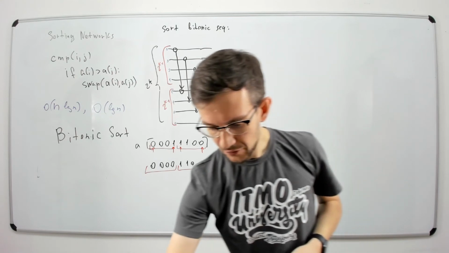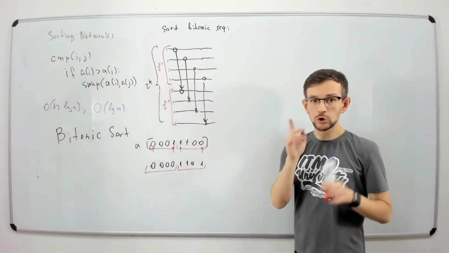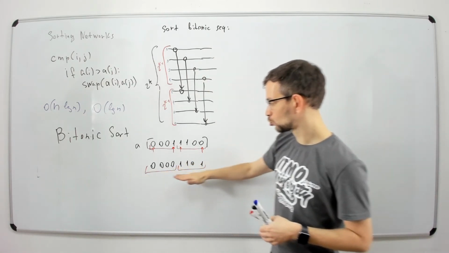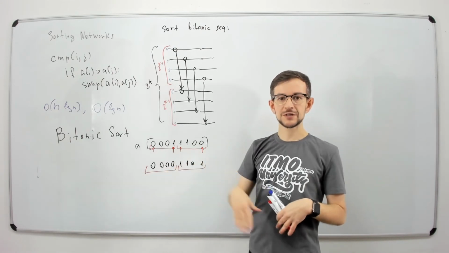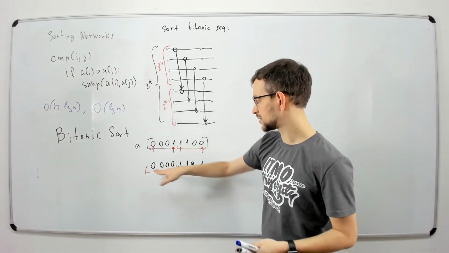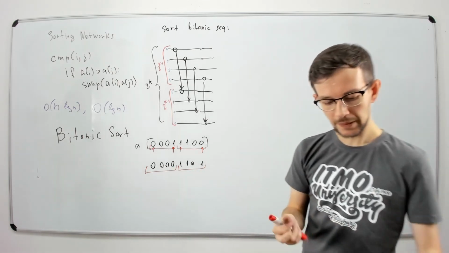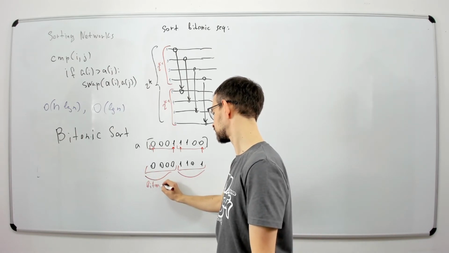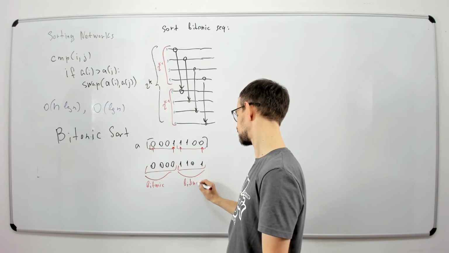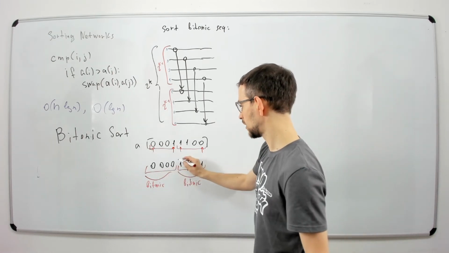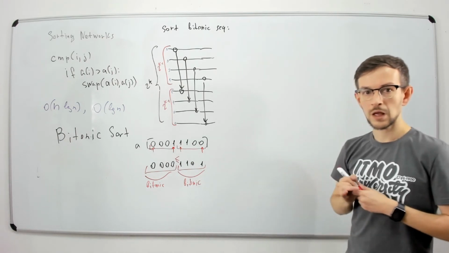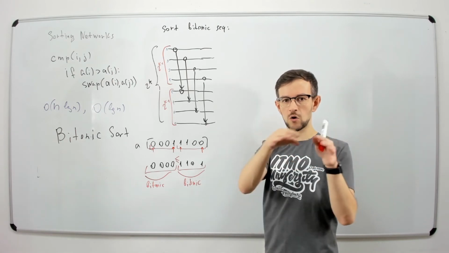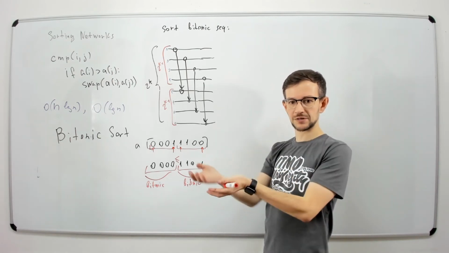And the interesting property is the following. I want to prove that after I make this transformation, I will get two halves. Each half is a Bitonic sequence, and all elements here are less than or equal to all elements here. So let's prove that both are Bitonic, this is Bitonic and this is Bitonic, and all elements here are less than or equal to all elements here. Like in quicksort, where we split the array into parts, and all elements in the first part are less than all elements in the second part.